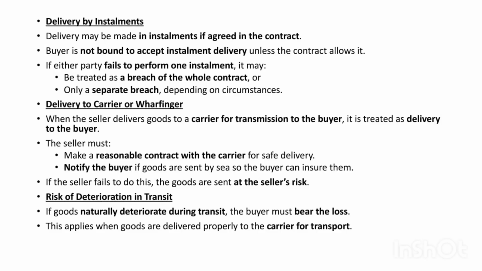Now let's move on to the next topic, that is the risk of deterioration in transit. This is linked to delivery to carrier. If goods naturally deteriorate during transit, the buyer must bear the loss. Naturally deteriorate means normal wear in transit without anyone's fault. For example, fruits ripen and spoil a bit in a 3-day truck journey, right? So this is an example of deterioration.